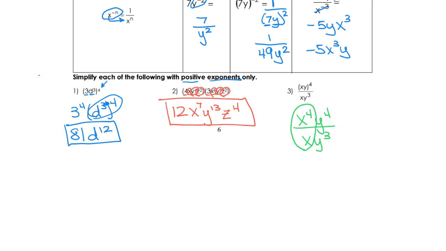x to the 4th divided by x. When you're dividing, you're going to subtract your exponents. And so you're going to get x cubed on top. With the y's, y to the 4th divided by y cubed, go ahead and subtract, and you end up with y. And there's more x's on top. That's why my x's here are left on top, nobody on the bottom. And here, there's more y's, and so that's why my y is also left on top, next to the x cubed. There is no denominator unless you want to put it over 1, but you don't have to.